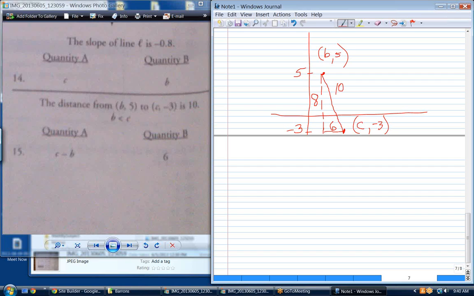Now we can define what B is and C. Actually, we don't need to define that. What we need to know is the difference between C and B. What's the difference between C and B? Since C is larger, what is that number equal to, based on our picture?